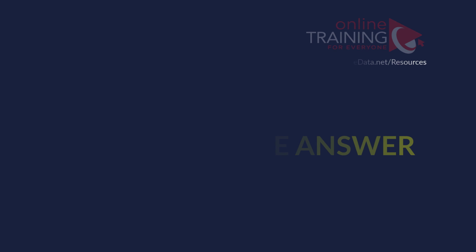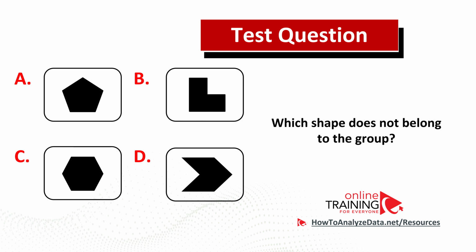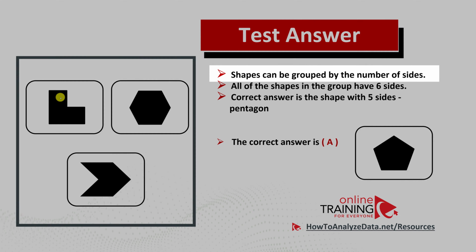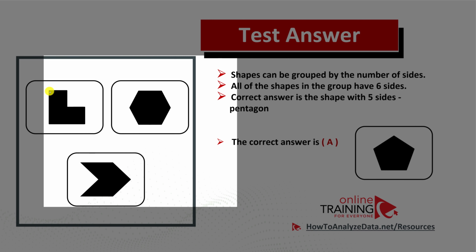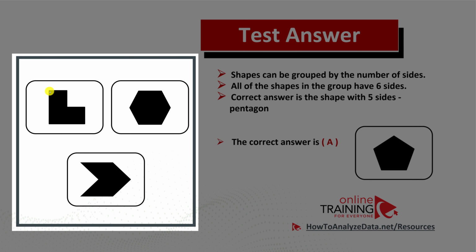Did you come up with the answer? Let's continue and see how we can solve this challenge and get to the solution together. In this case, shapes can be grouped by number of sides in the shape. For example, you see that all the shapes in the left have 6 sides.